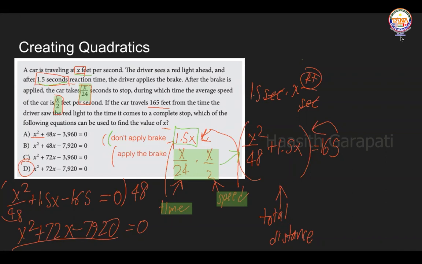Wait, by any chance, the 1.5x is the distance traveled before the brake is applied? Oh yes, exactly. That's the distance before the brake is applied. So the 1.5x is the distance traveled before the brakes are applied, and then x over 24 multiplied by x over 2 is the distance traveled after the brakes are applied, right? Yes, exactly, and then 165. You got it. No problem.